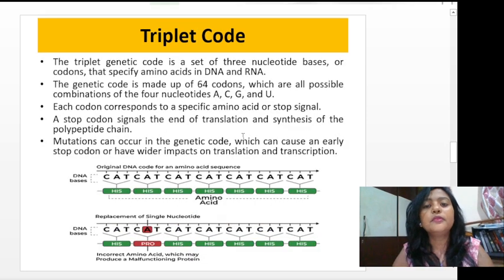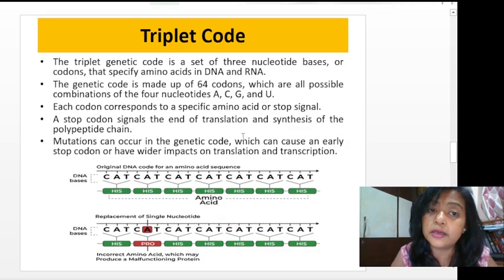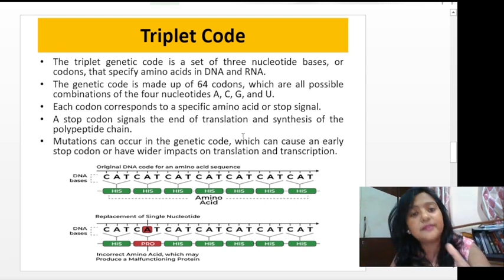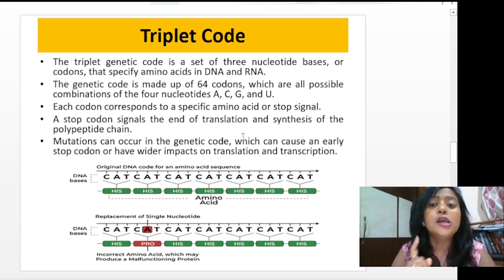Now coming to the triplet code, I've already explained this in my earlier slides, but I'll give you the basics again. This genetic code is a triplet code. That means three nucleotide bases come together to specify an amino acid in DNA and RNA. As I showed you in the table of the genetic code, it consists of 64 codons, all the possible combinations of the four nucleotides A, C, G, U. Why not T out here?